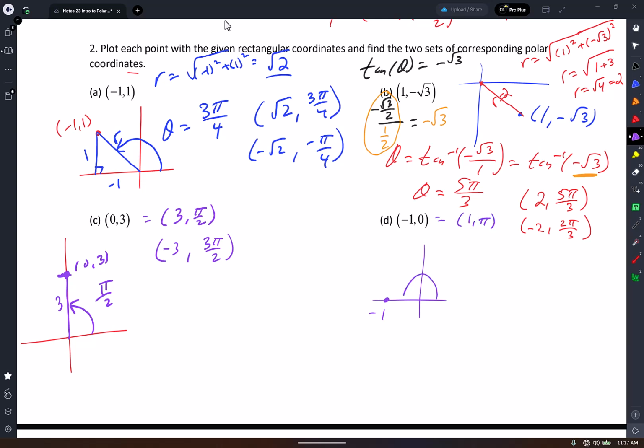If you do that, you can choose not to rotate. 0 and then negative 1. Go in reverse. You could go 2 pi and then go negative 1 again. There it is.